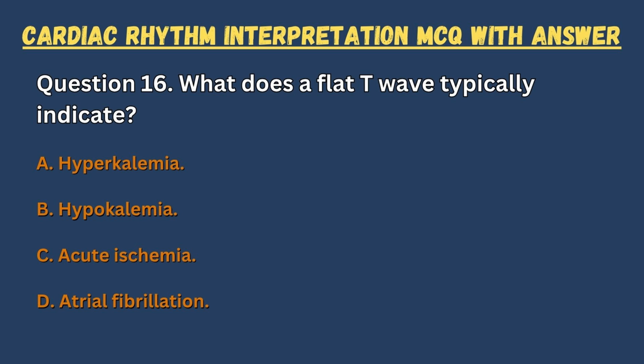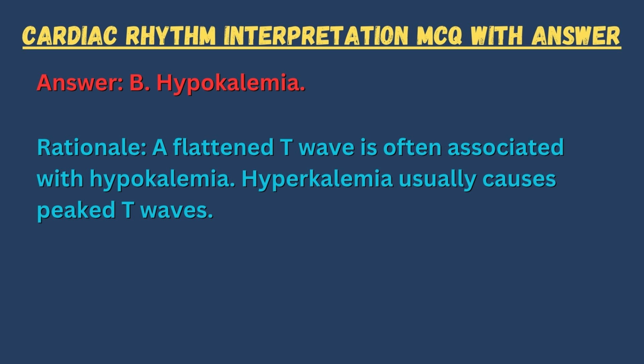A. Hyperkalemia. B. Hypokalemia. C. Acute ischemia. D. Atrial fibrillation. Answer: B. Hypokalemia. Rationale: a flattened T wave is often associated with hypokalemia. Hyperkalemia usually causes peaked T waves.